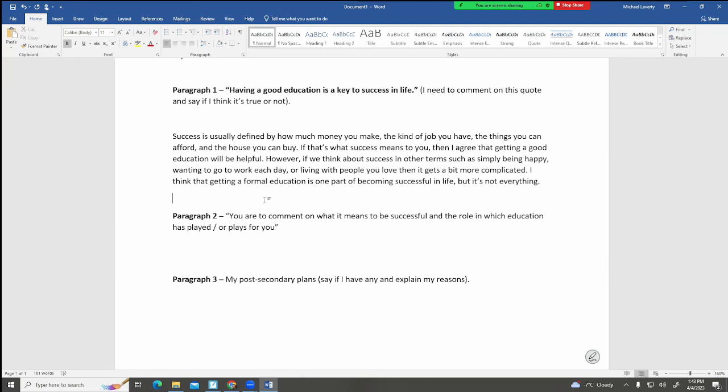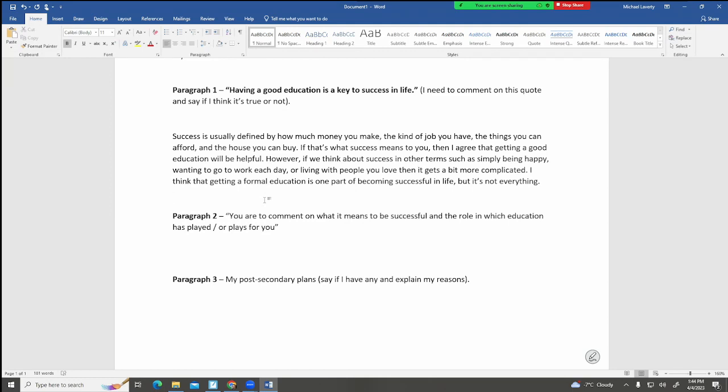Especially because when someone says to me, having a good education is key to success in life, I don't disagree with that statement, but it's complicated, and that's what makes for good writing. When things are complicated and when there's conflict. So me personally, I agree with that statement, but I think it needs more explanation, right? So I think that getting a formal education is one part of becoming successful in life, but it's not everything.